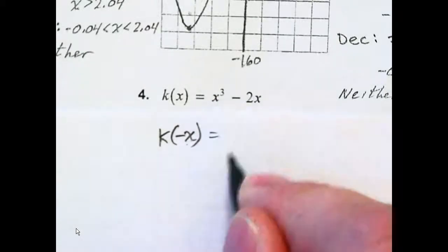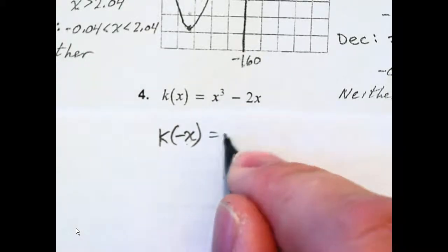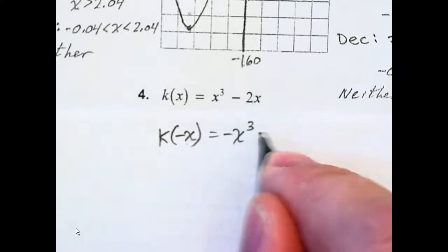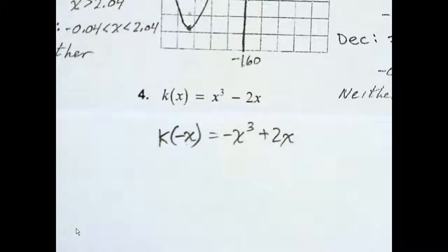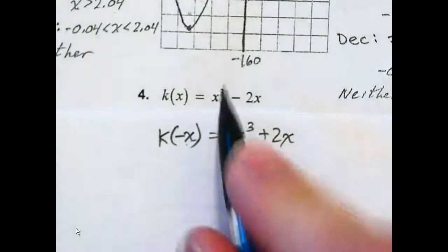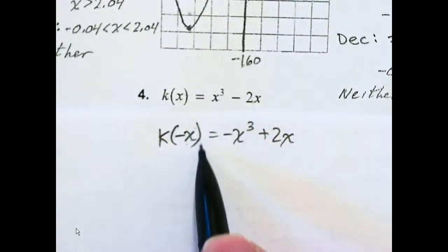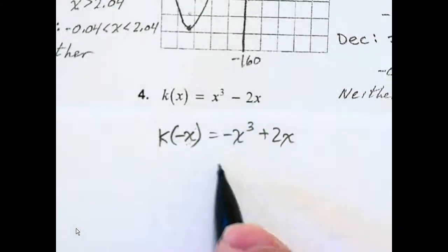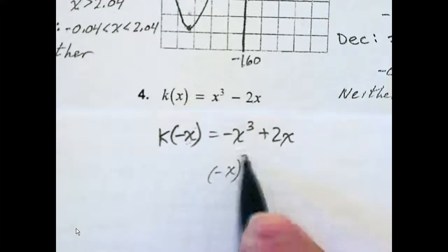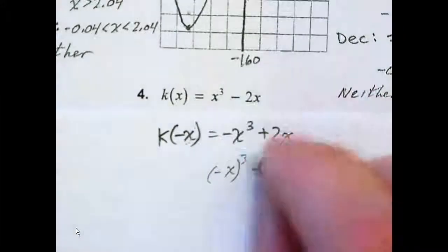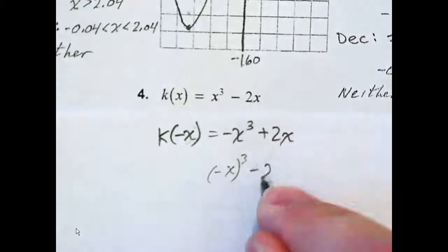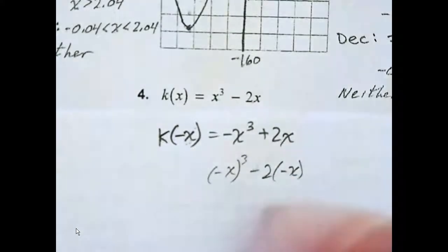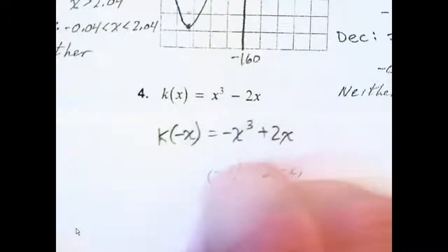So if it's odd, is it going to change it? Yes, it becomes negative x cubed. This is going to become plus 2x. So those of you who are like, how did he do that? Remember, that's where you are plugging negative x in for x. So you're saying negative x to the third power minus 2 times negative x. It becomes this. Okay? Everyone with me?